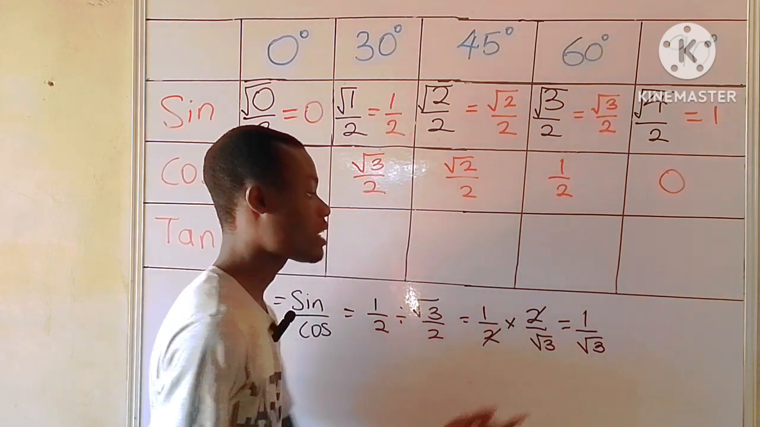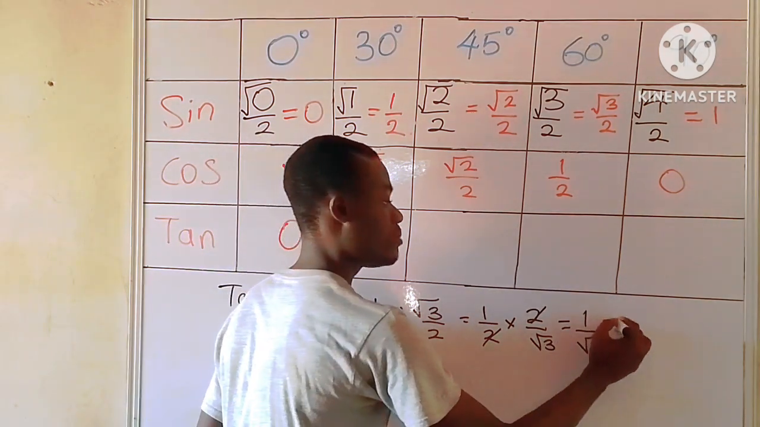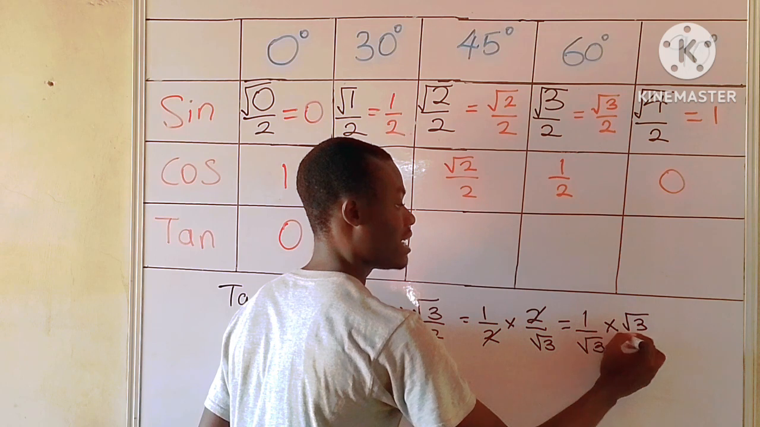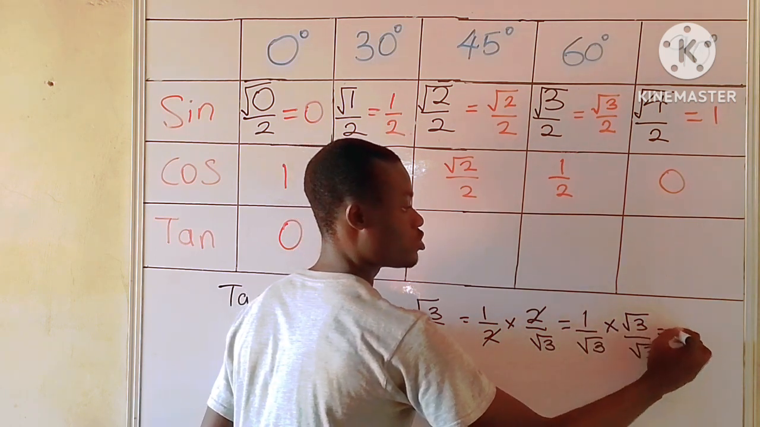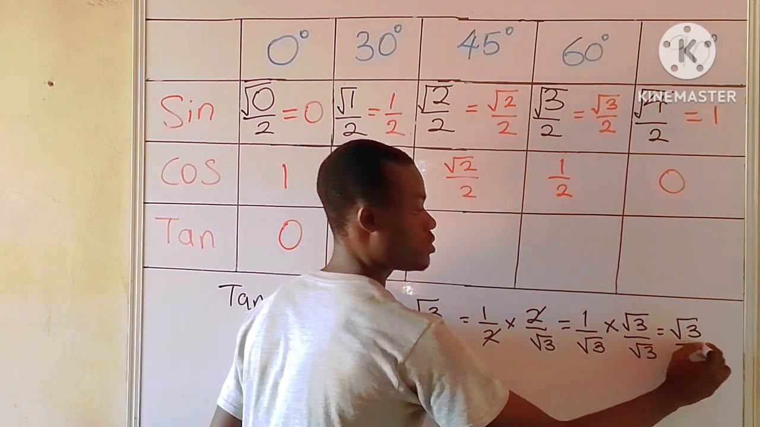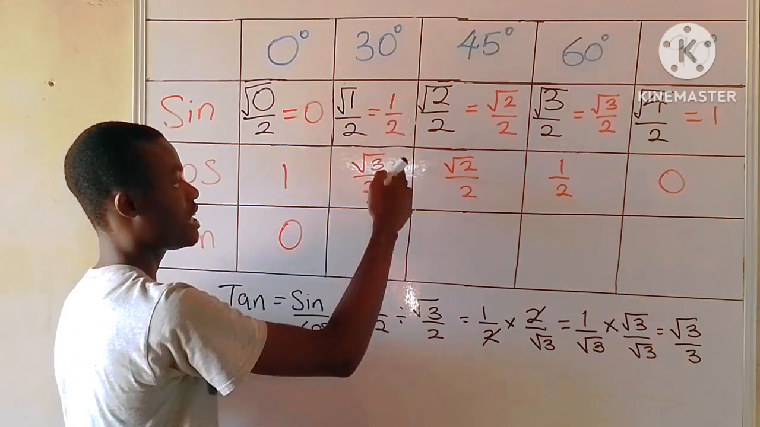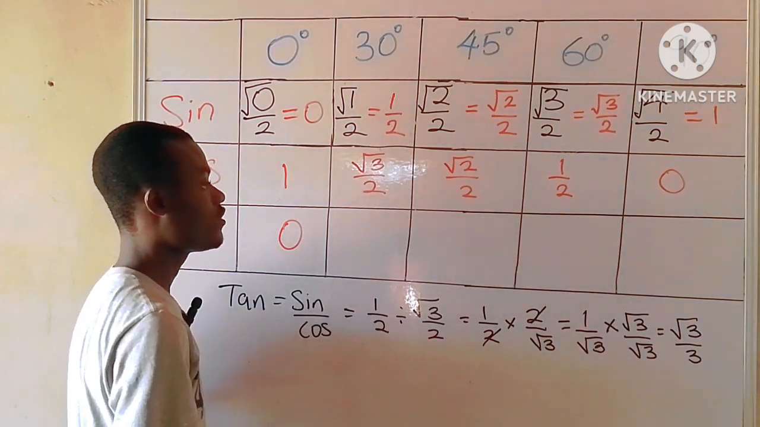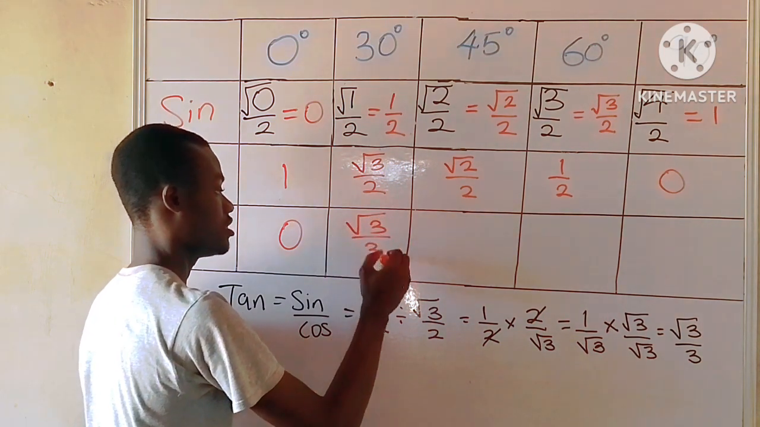So in mathematics, we can't leave a surd as our denominator. So we multiply both the numerator and denominator by that surd. So 1 times root 3 will give us root 3. And root 3 times root 3 in mathematics will give us 3. So it therefore means that this divided by this will give us root 3 over 3.